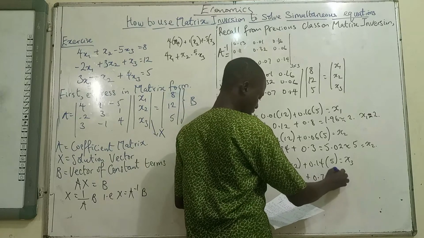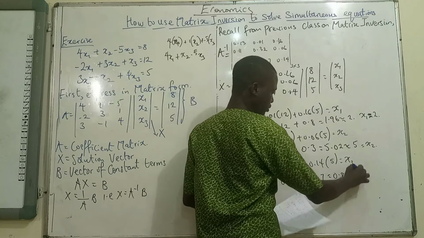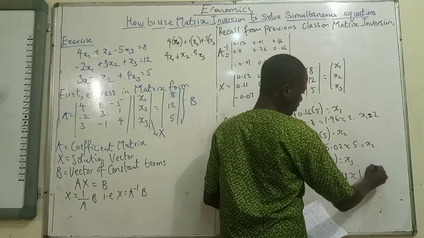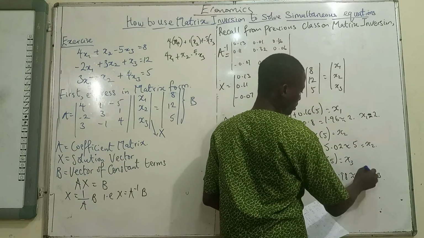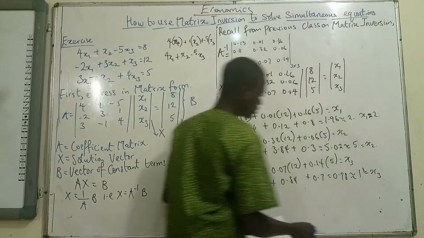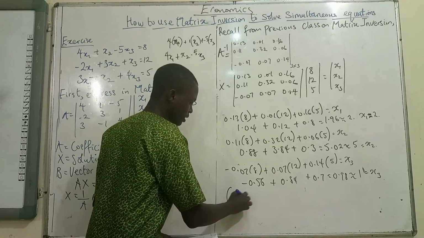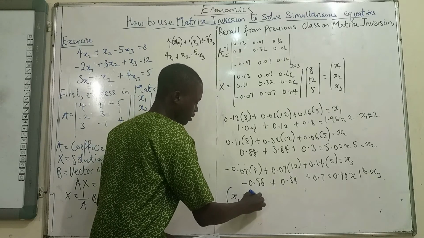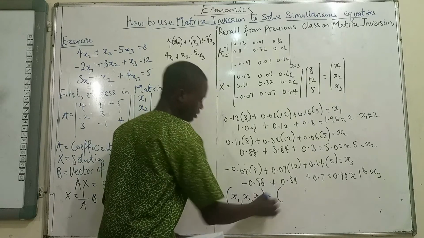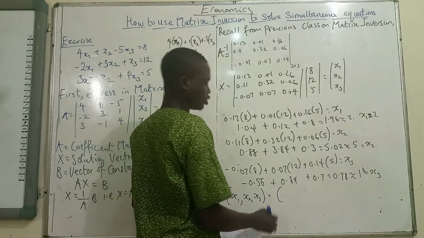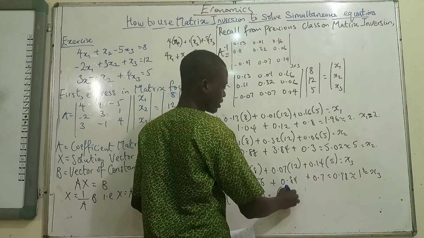us 0.98, and 0.98 is approximately 1, right? So x3 equals 1. Now if we want to arrange them in terms of coordinates, I just say x1, x2, x3. So it's going to be this. So x1 is 2, x2 is 5, and x3 is 1.